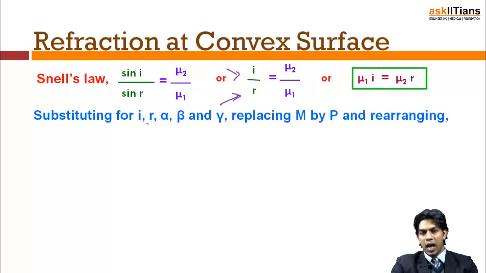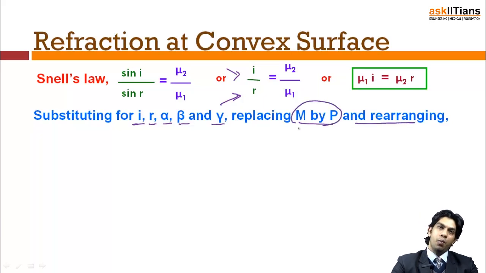So as I said, i, r, alpha, beta and gamma. We're replacing M by P. Now M by P is an approximation. The point M comes into existence when I draw a perpendicular from the point of incidence A in the previous figure onto the principal axis. The point where it actually falls on the principal axis, that's M.